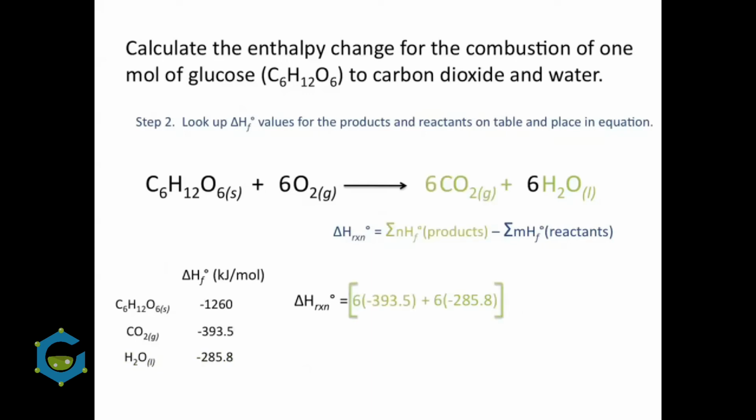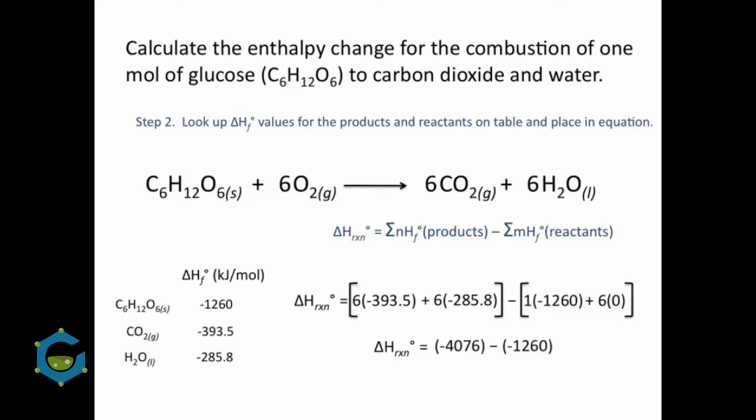This is the sum of the enthalpy of formation values for the products, multiplied by their respective coefficients. I then subtract the values for the reactants. I have 1 glucose, so I take 1 multiplied by negative 1260 kilojoules per mole. And then remember, I stated that the value of oxygen, because it's an element in its standard state, is 0. These are the enthalpy of formation values for the reactants multiplied by their respective coefficients.